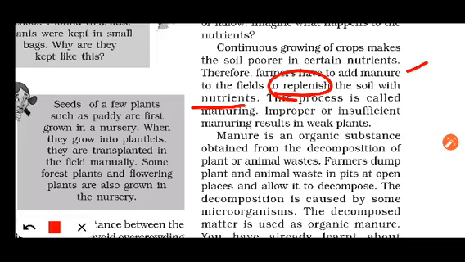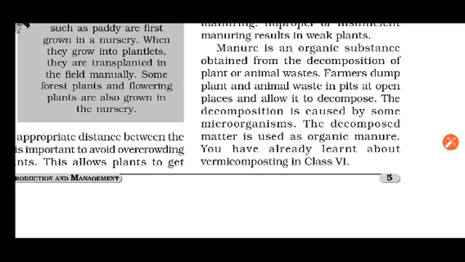Improper or insufficient manuring results in weak plants. If the farmers do not provide a sufficient amount of manure and at a proper time, then the plants will be weak and the yield will not be very good. Now let us study more about manure. What is manure? Manure is an organic substance. A very important point, because all these points will help you in identifying the differences between manure and fertilizers, which is a very important question.